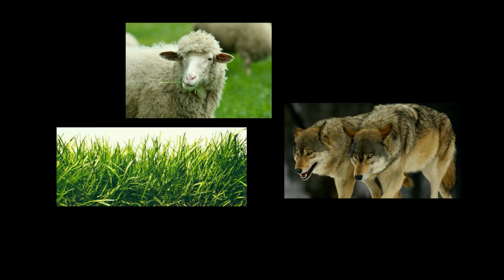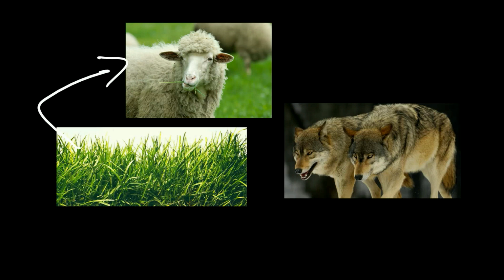Let's have a quick look at food chains and food webs. Now, a food chain is a way to show how different organisms depend on each other for food. So here we have 3 different organisms. We're looking at grass, sheep, and the wolf. So what we say is that the grass gets eaten by the sheep.